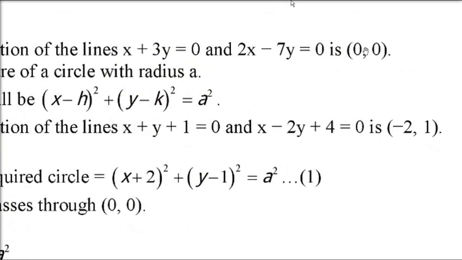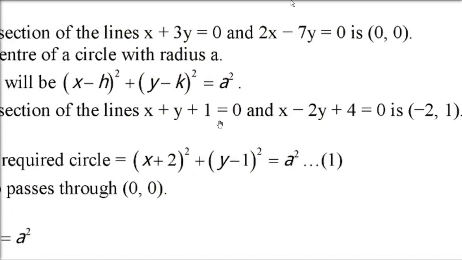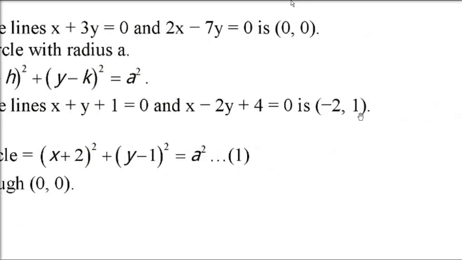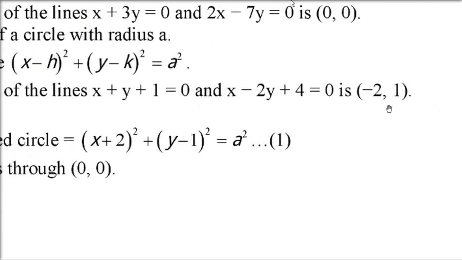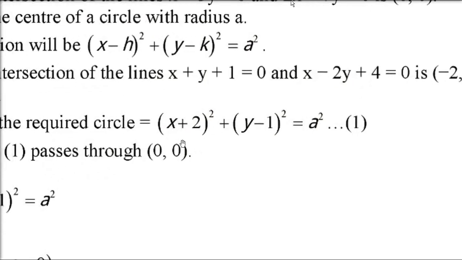I hope you will be able to find the intersection point, right? This is just a linear equation in two variables, so you can solve it. The other 2 equations, when you solve them, give the center, as the question says. So x plus y plus 1 and x minus 2y plus 4, when you intersect them, it will be minus 2 and 1. So the circle is passing through (0, 0), and the center is (minus 2, 1). We know the original equation, x minus h whole square plus y minus k whole square equals a square. In place of h and k, just put minus 2 and 1. A square will be there.